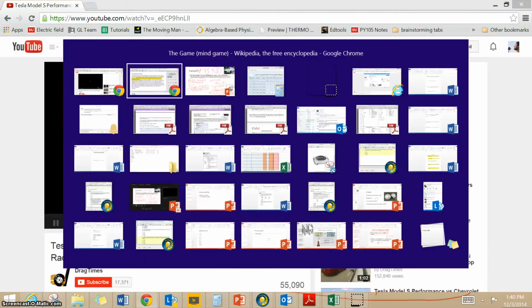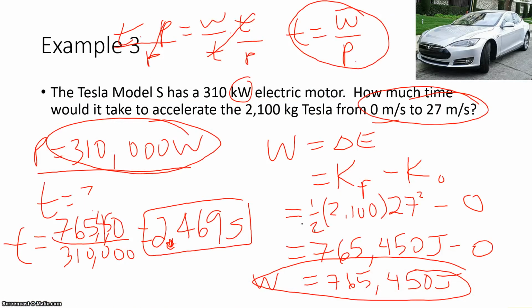Wow, so as you can see, the Tesla is a very, very fast car.